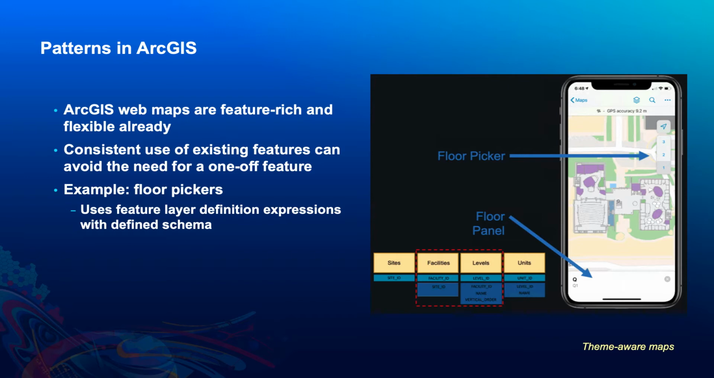Instead of implementing that as a special feature in ArcGIS, that's actually implemented on top of existing functionality. In particular, feature layers, definition expressions, and a predefined schema or pattern that defines how those features are used in relation to each other. So instead of having a special floor picker API, you simply have a field, like a level ID, and the application is able to read that, and if it knows about the schema ahead of time, can show a floor picker, which ultimately just sets that definition expression behind the scenes.